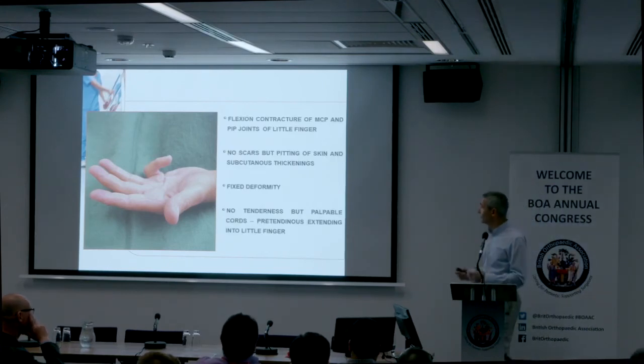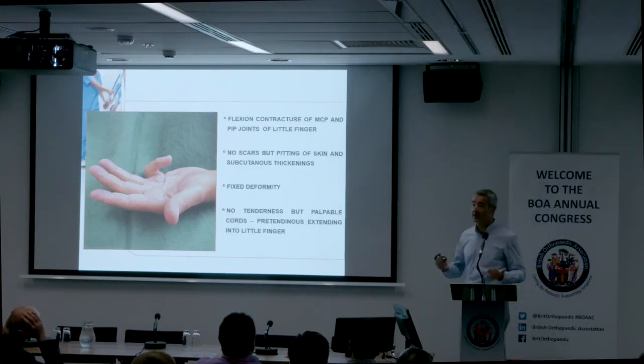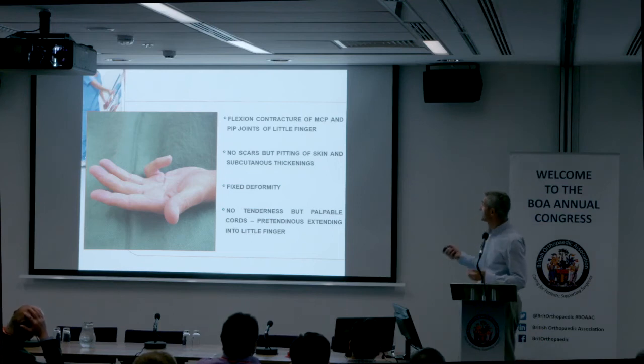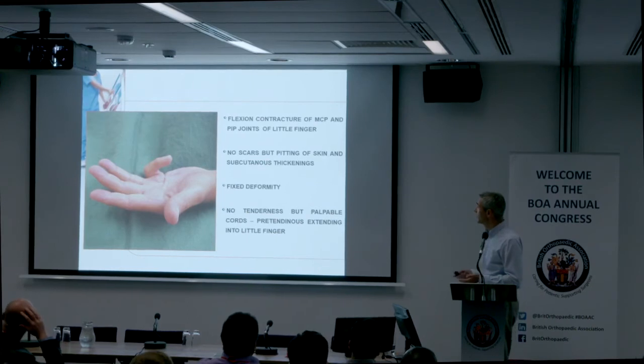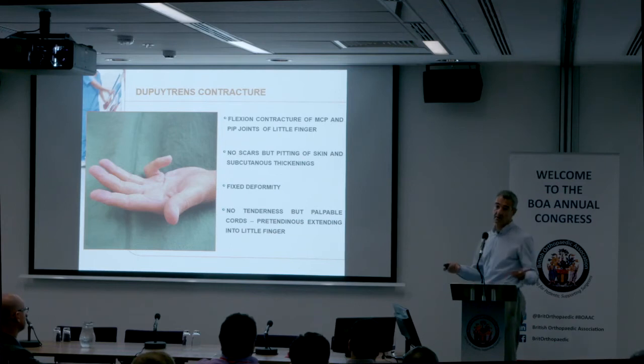So here we go. We've got this in the exam or in a clinical setting, and we've identified a contracture of the MCP and PIP joint of the little finger. There are no scars, but there is pitting, and this appears to be a subcutaneous thickening. When we've assessed it, there's a fixed deformity. There is no tenderness, but we can palpate that cord. So in this case, yes, the diagnosis is Dupuytren's contracture.